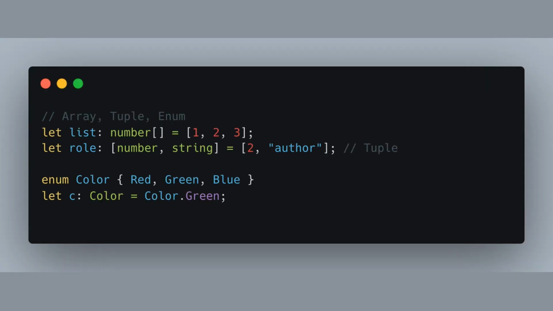Beyond basic types, TypeScript introduces more complex types like arrays, tuples, and enums. Arrays allow us to hold a list of items of a specific type. Tuples, on the other hand, let us define a fixed array with elements of specific types. Enums are a way to give more friendly names to sets of numeric values. Together, these types provide a robust toolkit for handling complex data structures.